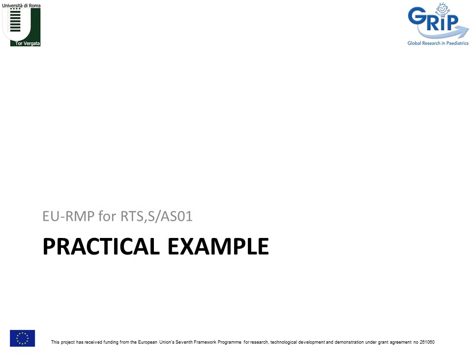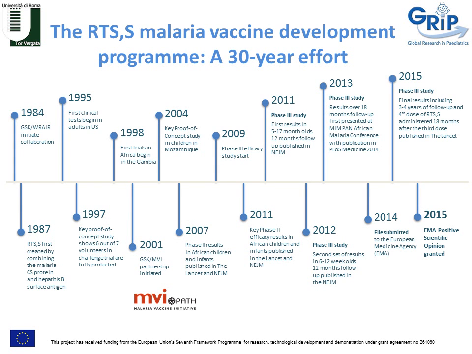Let's move to a practical example of a risk management plan for RTS,S, the malaria candidate vaccine. RTS,S is the result of 30 years of extensive research in collaboration with several partners. The result of this large clinical development program was obtained last year when the European Medicines Agency, EMA, adopted a positive scientific opinion under Article 58 for RTS,S.